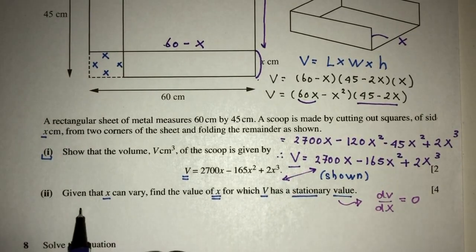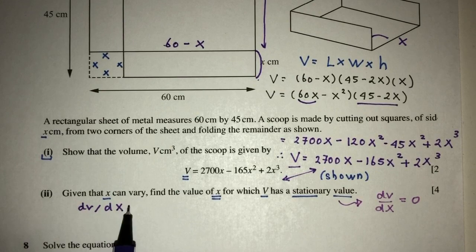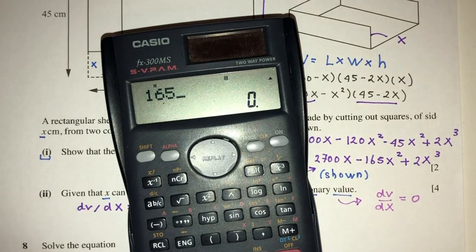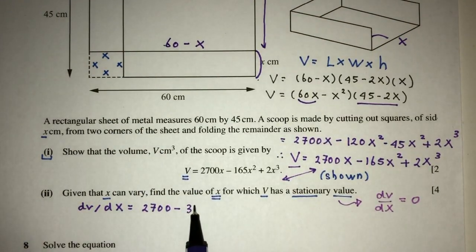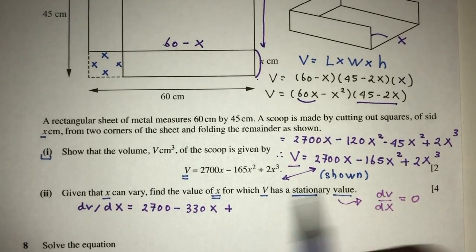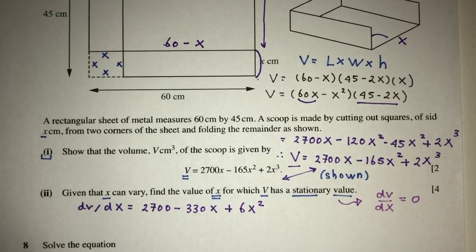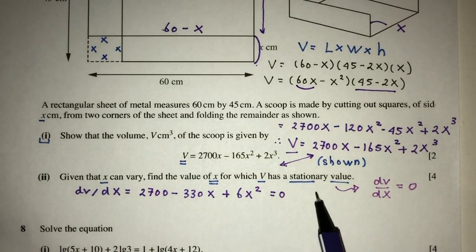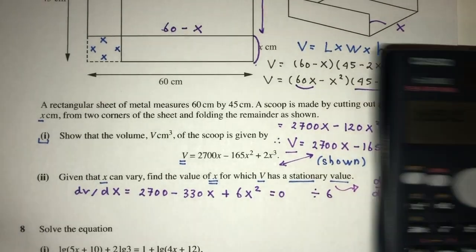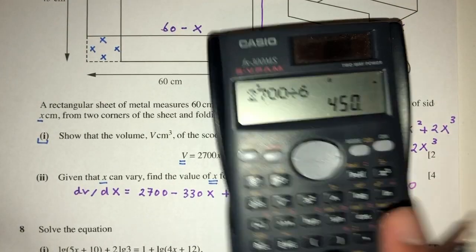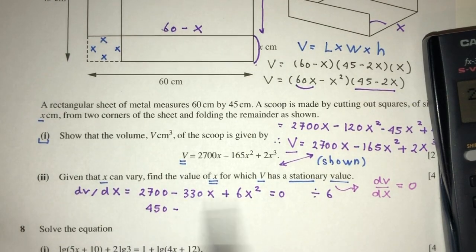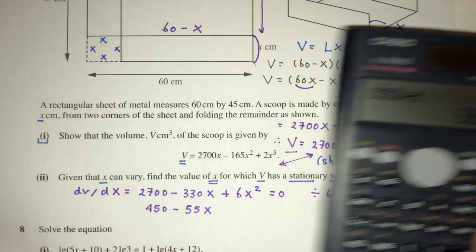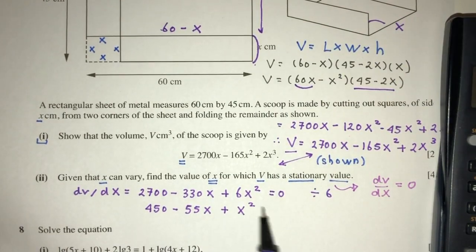V is this, so dV by dx, pretty easy to differentiate, will be 2700 minus 165 times 2, that is 330x, and then plus 6x squared. Then we just have to equate that to 0. Now we can simplify this equation. Let's divide everything by 6. 2700 divided by 6 is 450, minus 330 divided by 6 is 55x, and then plus x squared equals 0.